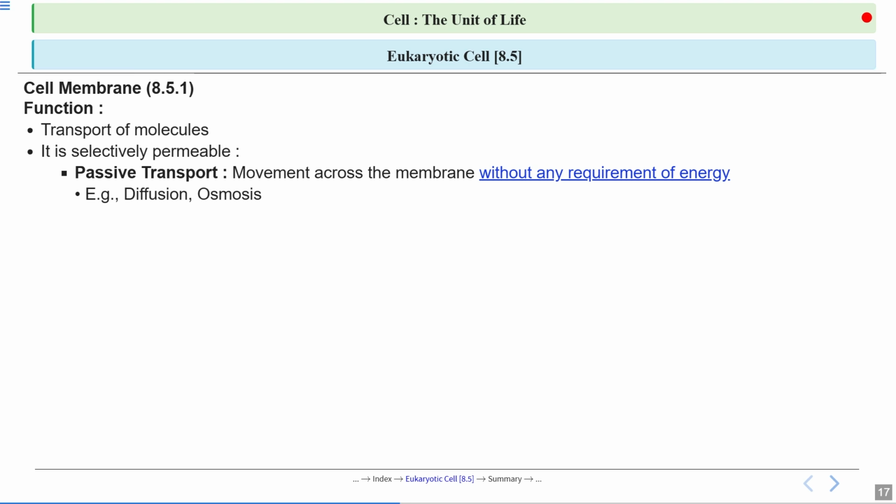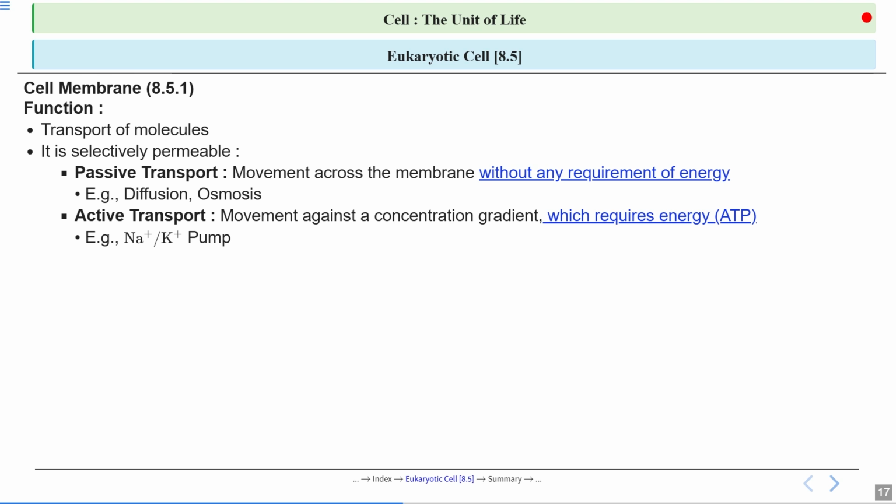Diffusion, you can see, is different from osmosis. In diffusion, there is a transport of solute. In osmosis, there is a transfer of the solvent, particles of solvent molecules.